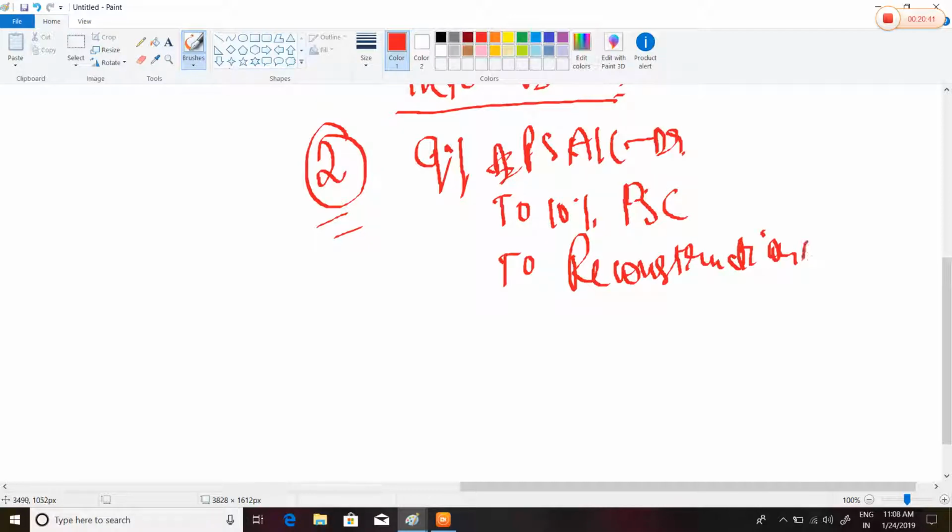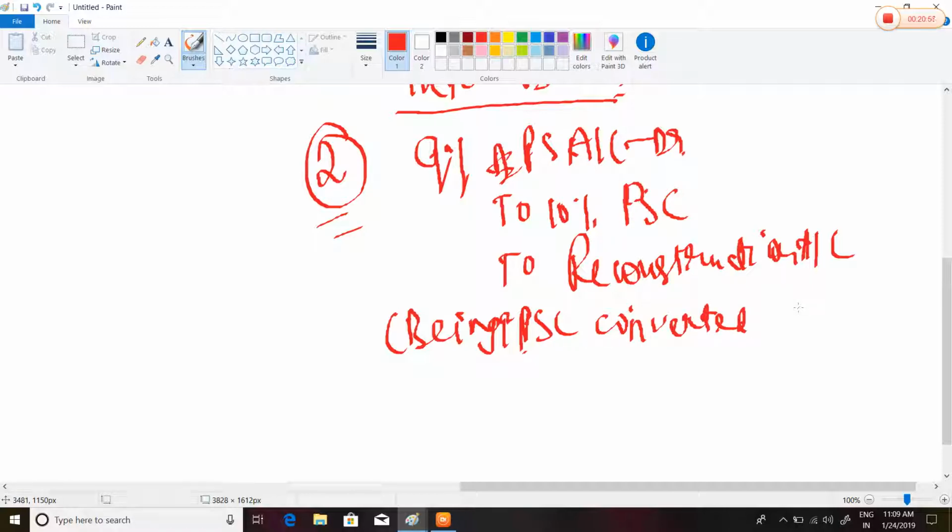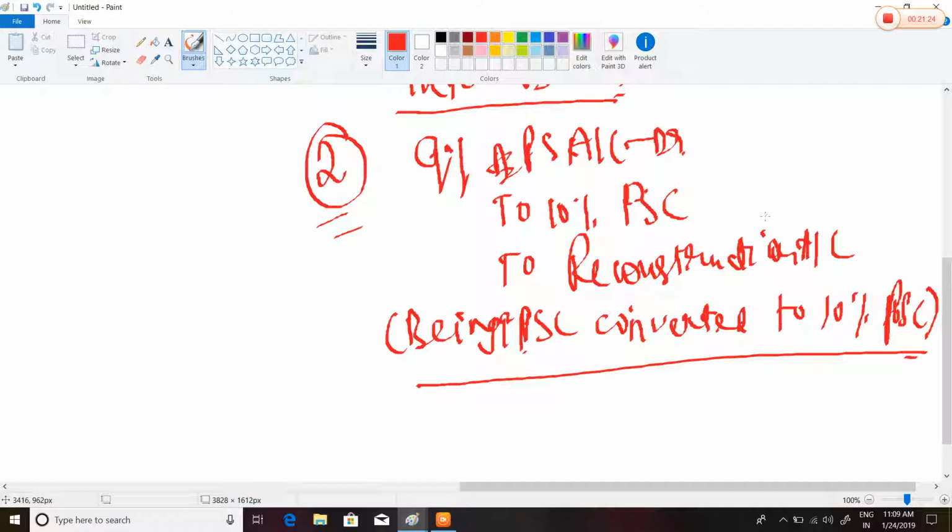In some books or study material, that is in some questions, you may find the words capital reconstruction. It is the same as reconstruction, only the name is changed. 9% preference shares converted to 10% preference share capital: 20 lakhs, 10 lakhs, and 10 lakhs.